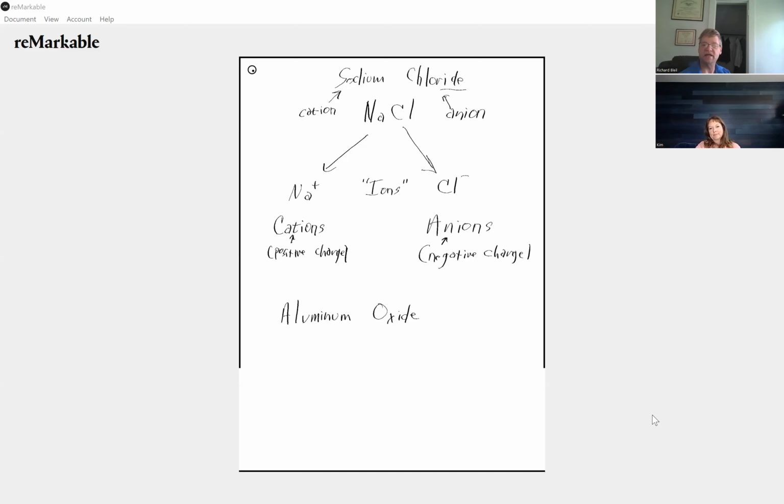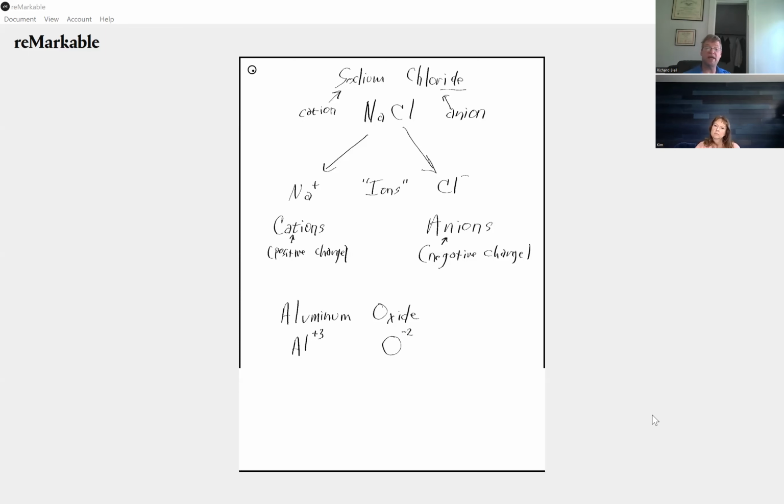So aluminium oxide. Which one is a cation? Aluminium or oxygen? Aluminium, of course. Aluminium, or aluminum if you prefer, in order to fulfill its octet rule, has to lose not one, not two, but 3 electrons. So its charge as an ion will be +3. Oxygen has to gain not 1, but 2 electrons. Its charge will be -2.